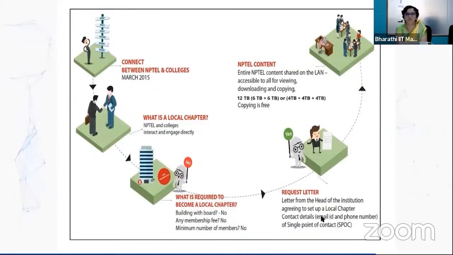So why should you become a local chapter? Can students and faculty from colleges who are not local chapters participate in NPTEL? Yes, totally. You can participate. You can be a free learner. You can learn from our courses without belonging to a local chapter. But having a local chapter in a college is a big advantage.